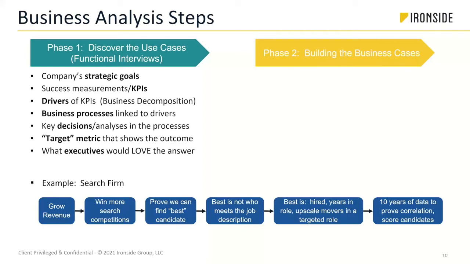And I don't mean find the result. I mean actually be selected to conduct the search. So how do you do that? Well, you've got to prove that you can find the best candidate, right? But then what they understood driving down was a best candidate is not who meets the job description.